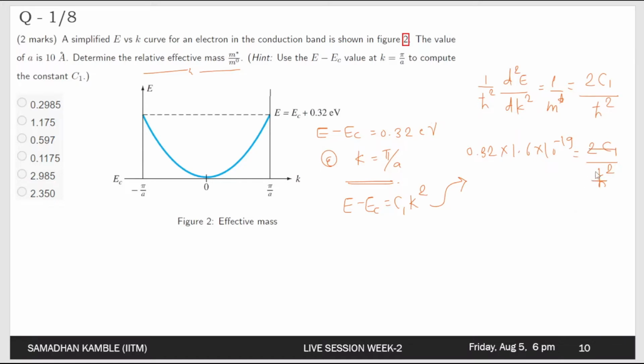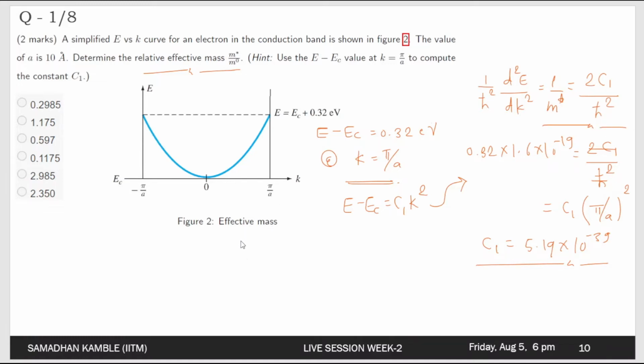I'm sorry, this is wrong. We need to set it equal to C1 times k, which in our case is pi by a, squared. So we can find the value of C1 from this relation. We'll have C1 which is actually equal to 5.19 times 10 to the power minus 39. So now we can use this value of C1 and find m star from this relation.